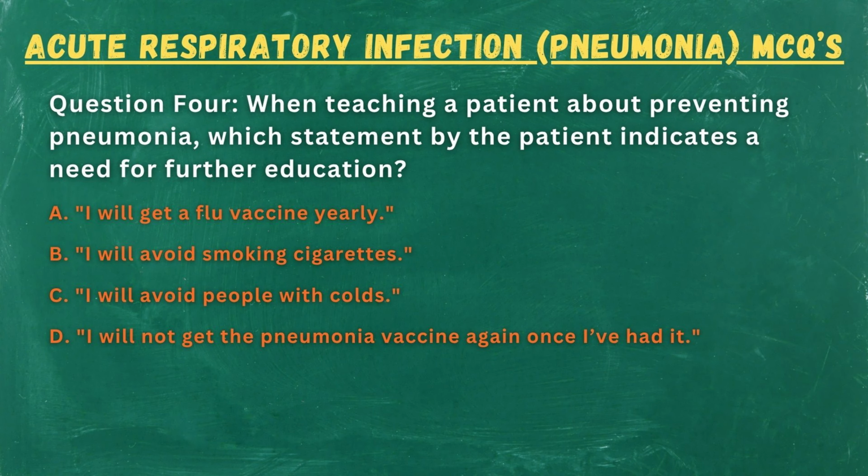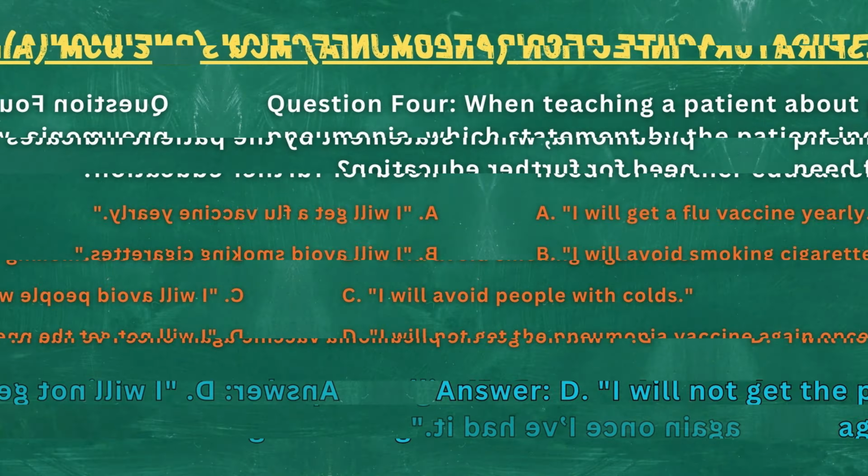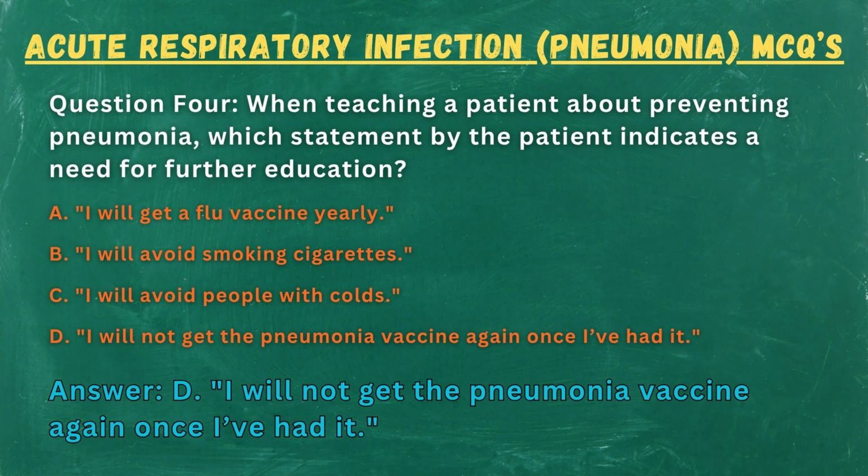Question 4. When teaching a patient about preventing pneumonia, which statement by the patient indicates a need for further education? A. I will get a flu vaccine yearly. B. I will avoid smoking cigarettes. C. I will avoid people with colds. D. I will not get the pneumonia vaccine again once I've had it. Answer. D. I will not get the pneumonia vaccine again once I've had it.